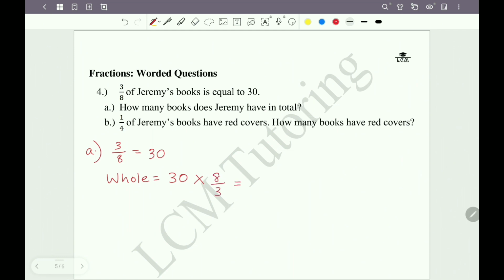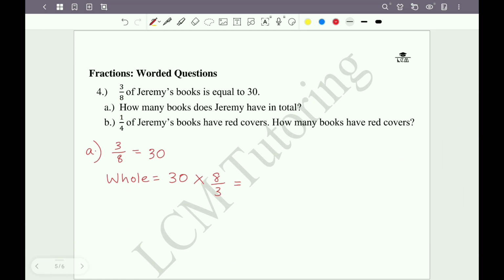Now, this is important. You can only do this if you have a quantity, that's 30 in this case, that is equal to the fraction 3/8. Okay? So the quantity must be equal to the fraction in order for you to be able to multiply the quantity by the reciprocal of the fraction to find the whole. If the quantity is not equal to the fraction, then your answer for the whole is not going to be correct.